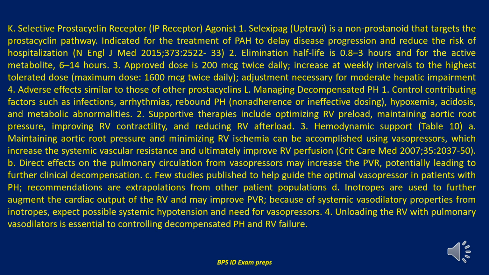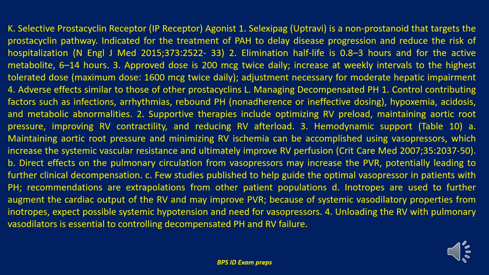3. Its approved dose is 200 micrograms twice daily, increased at weekly intervals to the highest tolerated dose, maximum dose 1,600 micrograms twice daily. Adjustment is necessary for moderate hepatic impairment. 4. Its adverse effects are similar to those of other prostacyclins.